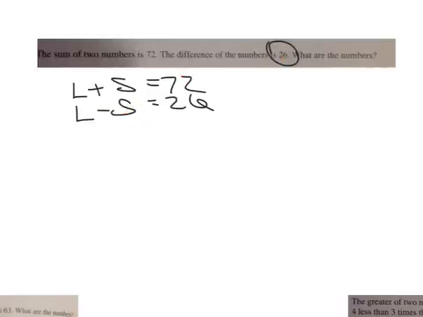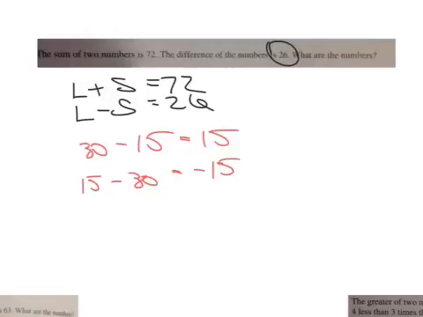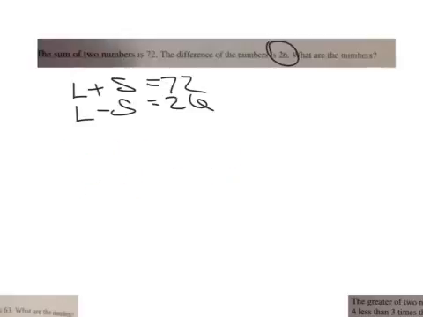So, for instance, 30 minus 15, large minus small, is 15. But if I put the small one first, I get negative 15. So because it's a positive number, I know that it's the large one minus the small one. Alright, so there are my two equations there.